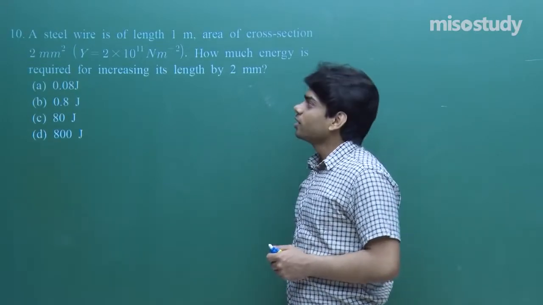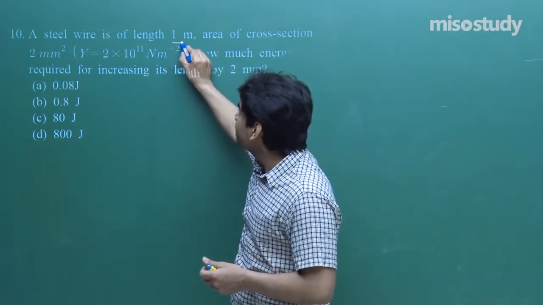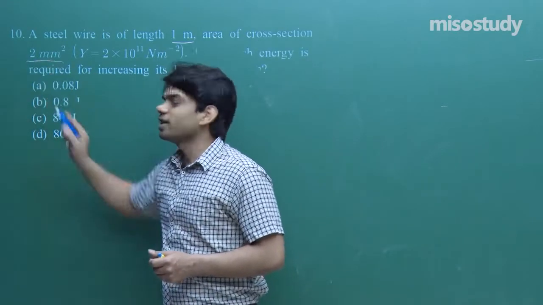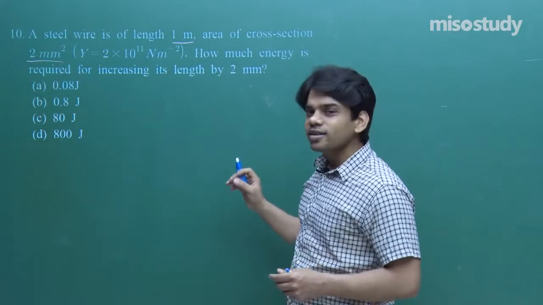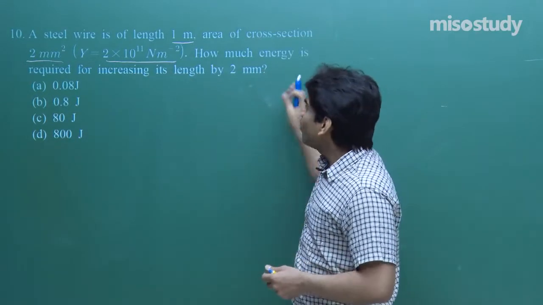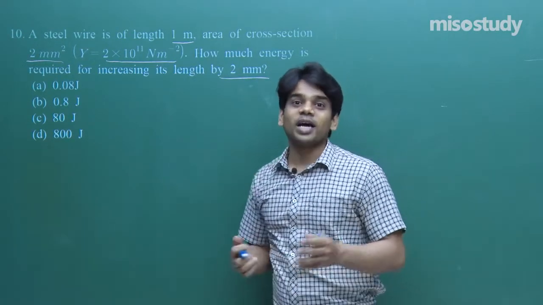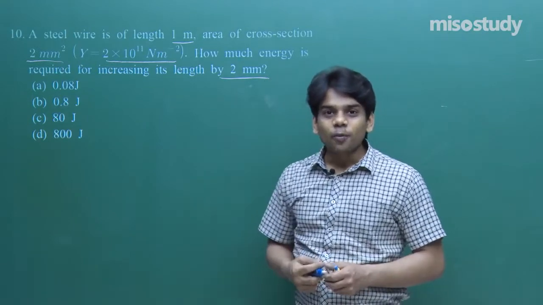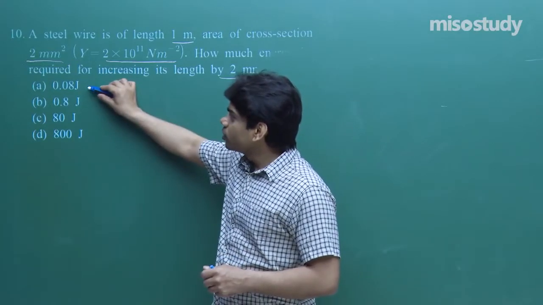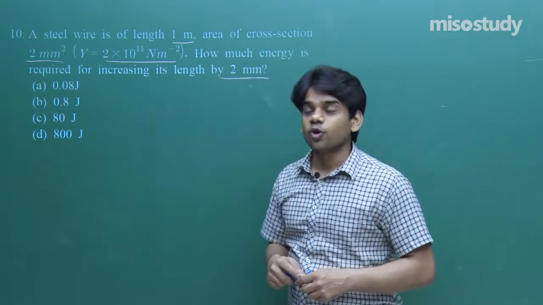10th question. We have a steel wire of length 1 meter, area of cross section 2 square mm, and Young's modulus Y equal to 2 into 10 to the power 11 Newton per square meter. How much energy is required for increasing its length by 2 mm? I hope you remember the concept of potential energy stored in the wire. The options are A 0.08 joule, B 0.8 joule, C 80 joule, and D 800 joule.